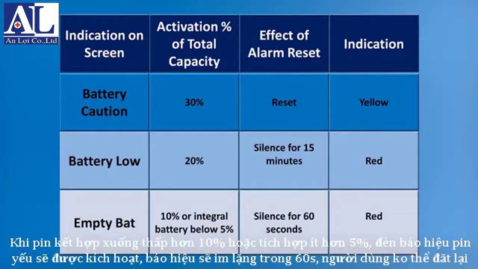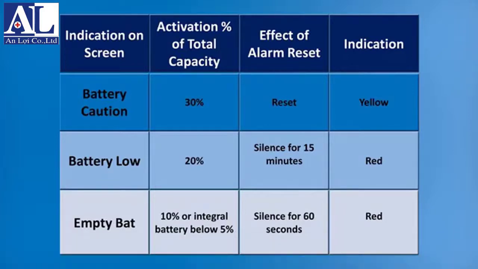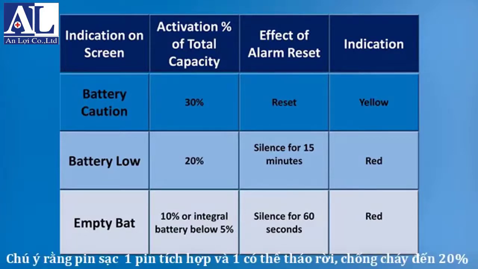When the combined charge of both batteries is less than 10%, or the integral battery is less than 5%, an empty battery alarm is activated. This alarm can be silenced for 60 seconds, but cannot be reset by the user. Please note that the integral battery starts discharging only when the detachable battery capacity goes under 20%.